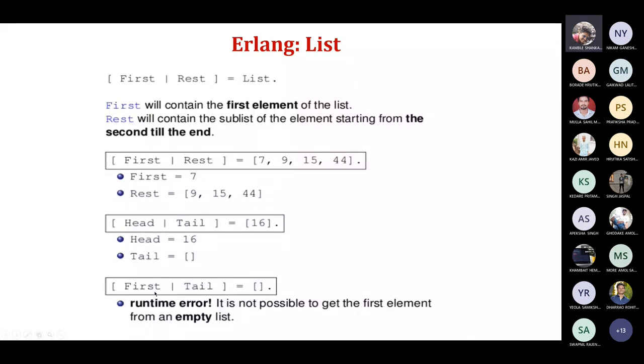Now if you write first and tail equal to an empty list, this will be a runtime error. It is not possible to get the first element from an empty list. So if you define it in this particular manner, it will give you an error, since the list is empty.